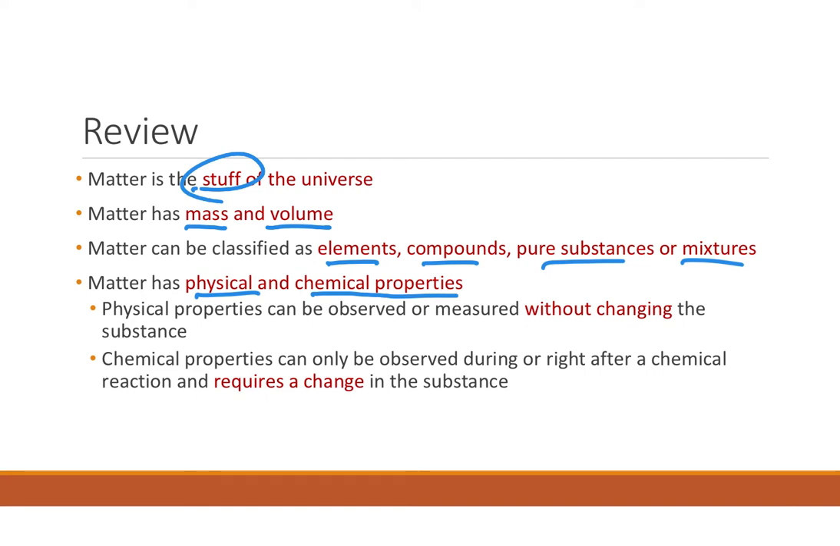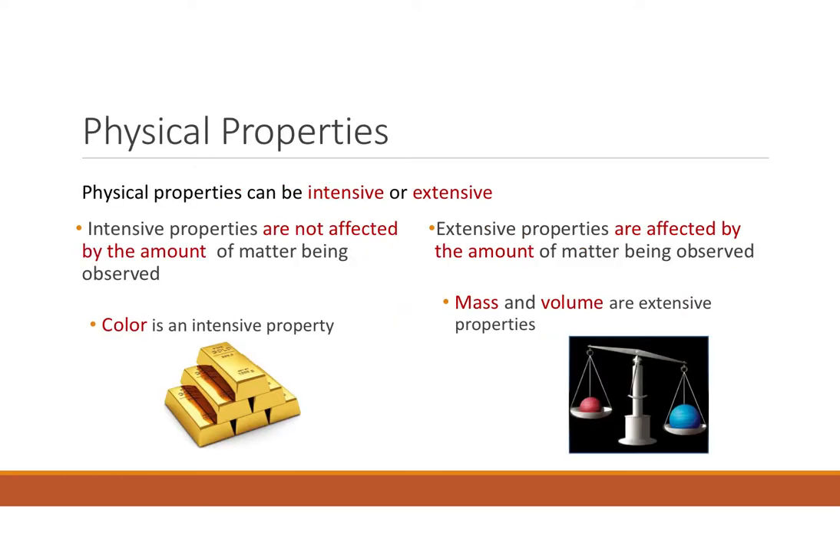Physical properties can be observed or measured without changing the substance. So you don't have to do anything to it. You look at it, you touch it, you can determine physical properties. Whereas chemical properties can only be observed during or right after a chemical reaction, so they require a change in the substance. Starting with physical properties, they also can be intensive or extensive.